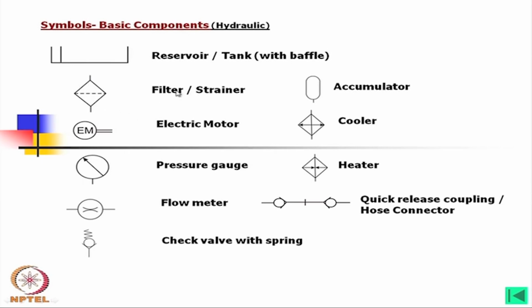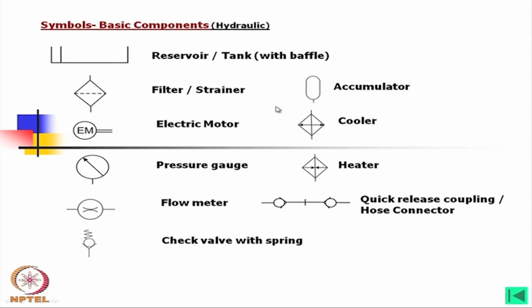Now, this is a filter or strainer. Usually when we put it inside the tank on the suction side, we call it strainer, and if we put it on the return side of the oil, then we call it filter. Now, when we use this symbol, this is an electric motor, but as well we can write PM, that is prime mover. Okay. Now, this is the symbol for pressure gauge, this is the flow meter, and this is the check valve with spring, whereas this is accumulator.